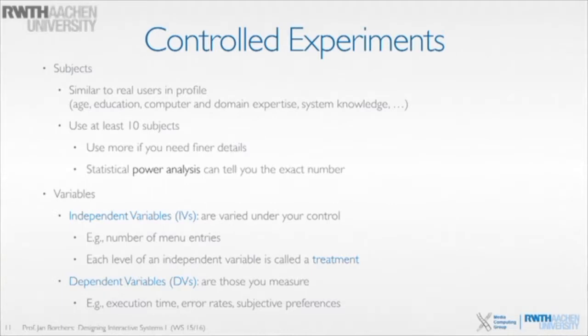They are dependent on the independent variables, hopefully. At least that's what you're trying to show. So for example, the most common thing is execution time. How long does it take a person to do something with a system under a certain treatment? So that's execution time. Or error rates. How many mistakes do people make?